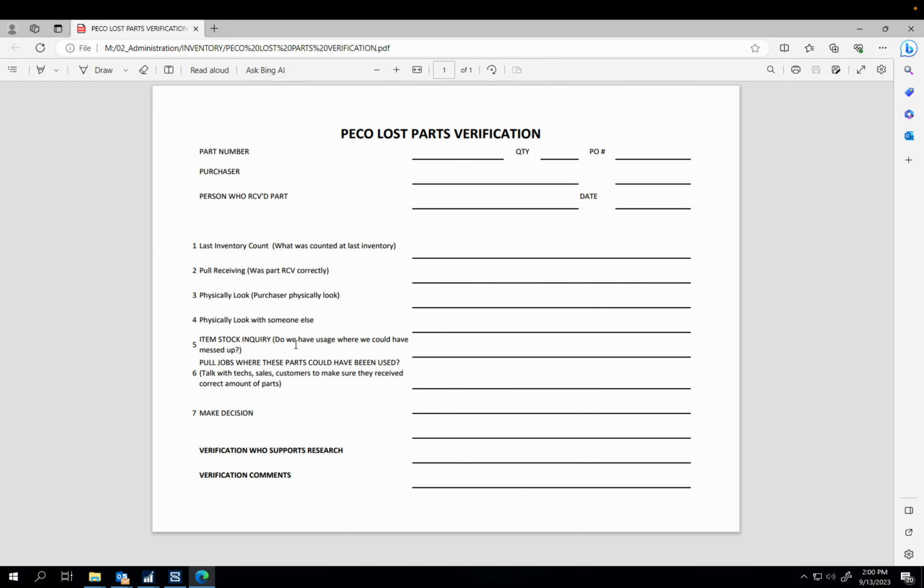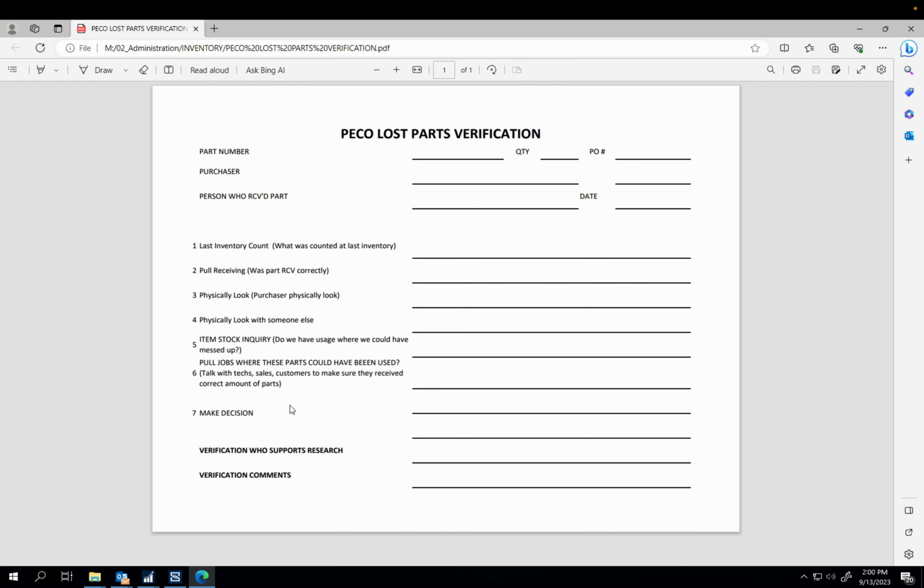You can look at item stock inquiry. You can see that we might have used it on a different job of where we messed up, or we could pull open service jobs and see where they could be used and list those on there. Talk with a technician, a salesperson, a customer to make sure they received the correct amount of parts from this stock inquiry. So could we have shipped maybe too many to a customer earlier, which has thrown off our inventory?